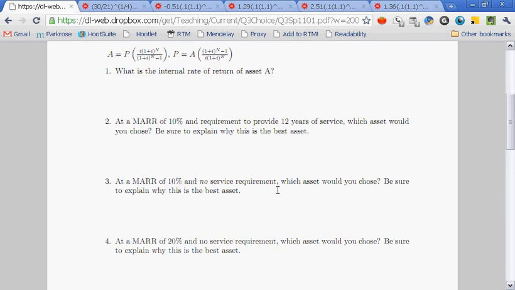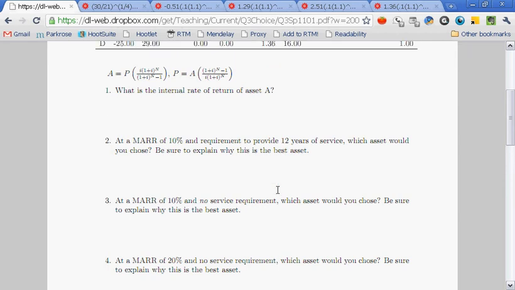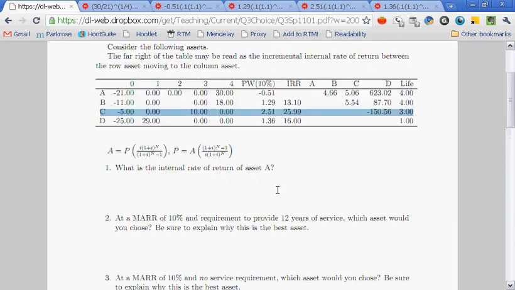Now the final question is, at a minimum acceptable rate of return of 20%, no service requirement, which would you choose? Here's where we're on to the exclusive choice internal rate of return criteria. So your first thing you're supposed to do is start ordering these from lowest initial investment to highest. So you're starting with asset C, then B, then A, then D, and then you eliminate all assets that have internal rates of return that are less than 20.